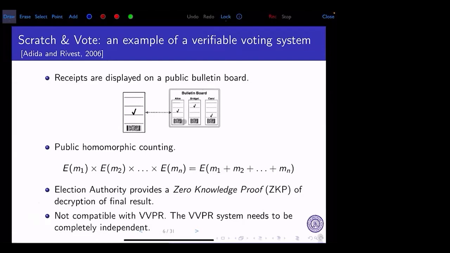So in this case, you pick up the second encryption, in this case the third encryption, in this case the second encryption, in this case the last encryption, multiply all of them, and that turns out to be an encryption of the summation. That's the homomorphic property. So you do the computation in the encryption domain. Anybody in the public who knows how to write a program can download the bulletin board and do this computation. And this computation is exactly equivalent to this computation. Finally, the election authority provides a zero knowledge proof that, without revealing the encryption, the decryption has been done correctly. The final decryption of this tally has been done correctly. So this is a system that I believe was used in Maryland as a pilot.